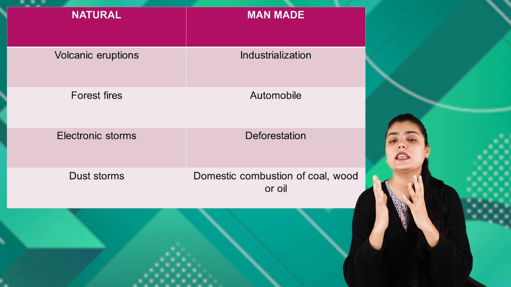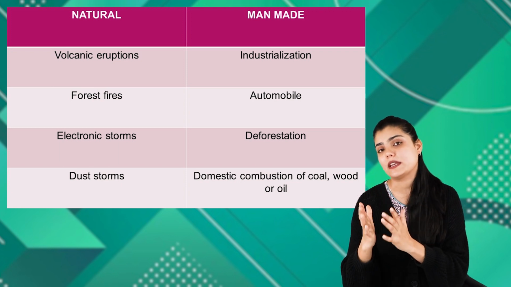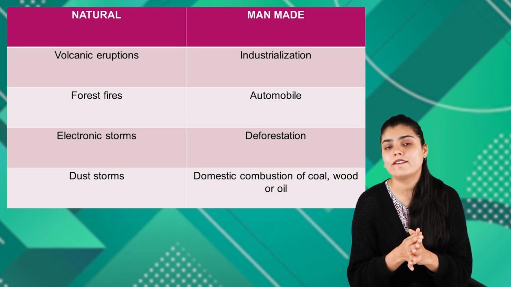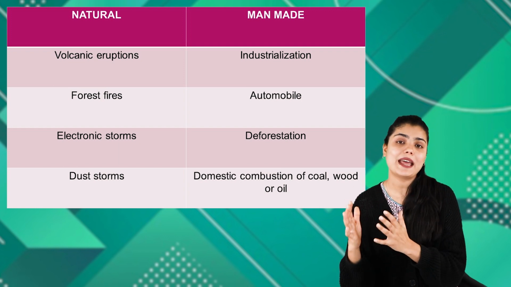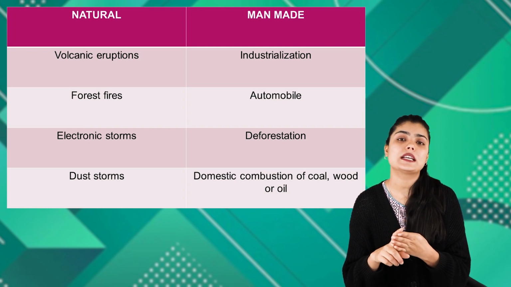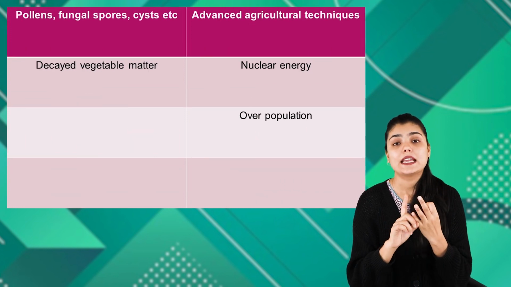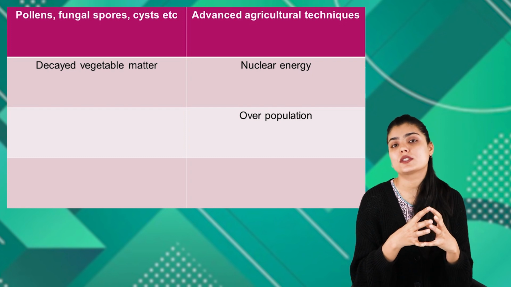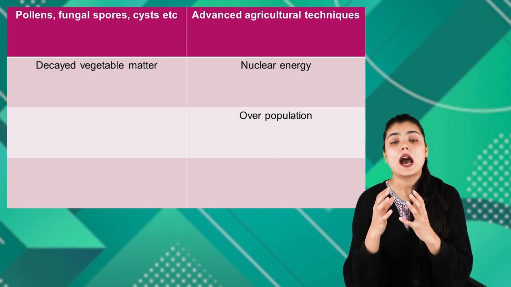Here on the screen, you can see the causes of air pollution in two different categories, which includes the natural causes and the man-made causes. As I said, under natural causes, we have volcanic eruptions, forest fire, electronic storms, or dust storms. Whereas in man-made causes, we have industrialization, automobiles, deforestation, and domestic combustion of coal and oil, etc. Pollen grains, fungal spores, and decayed vegetable matter are also natural causes of air pollution, whereas advancement in agricultural technology and nuclear energy are some of the man-made causes. These are the various causes included under man-made and natural causes.